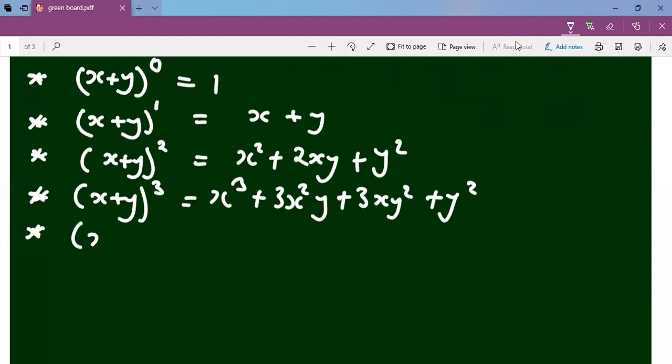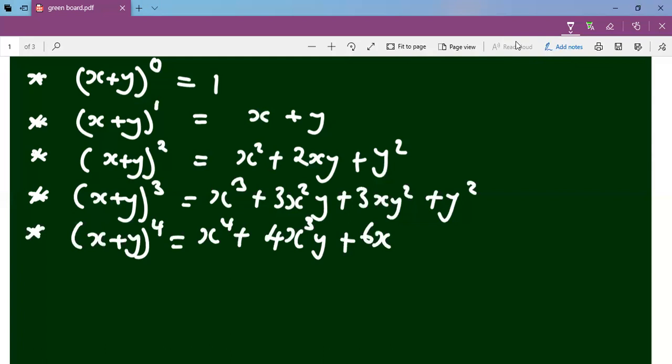Maybe we add some more again. We have got x plus y to the power 4. What do we have? We'll have x to the power 4 itself plus 4x to the power 3, y will have power 1, so y to the power 1, plus 6x to the power 2, y will have power 2. Then plus 4x to the power 1, y will have power 3, plus y to the power 4. I hope you're able to see the pattern.